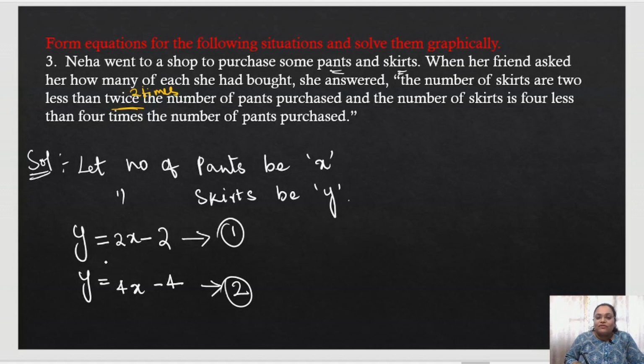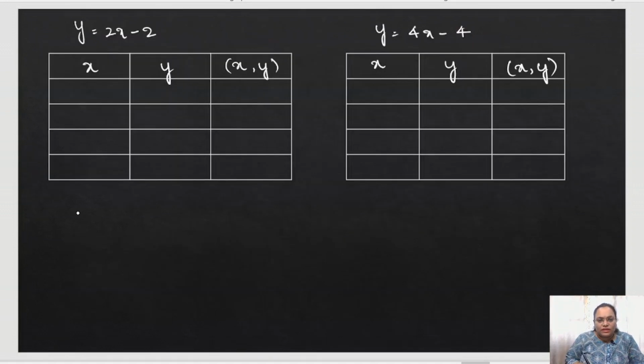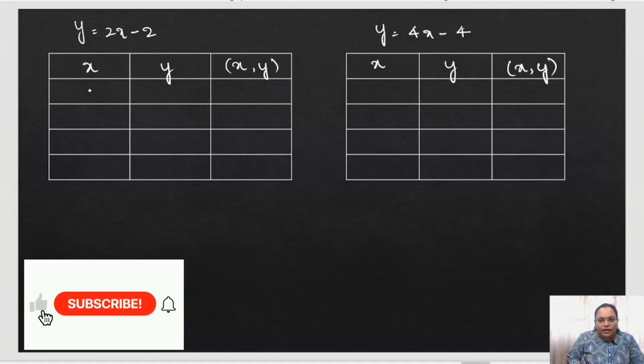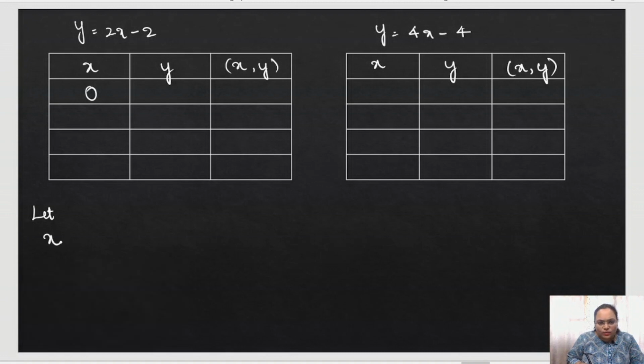So we have got equation 1 and equation 2. Now see the question, we need to solve them graphically. So let x be equal to 0. If x is equal to 0, you will get y is equal to 2 of 0 minus 2, which is minus 2. So the point will be 0 and minus 2.